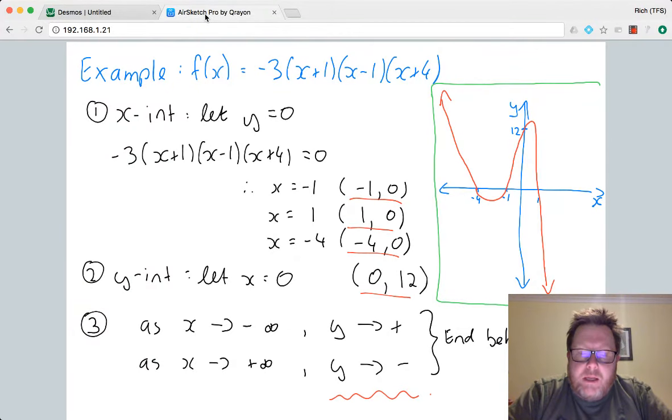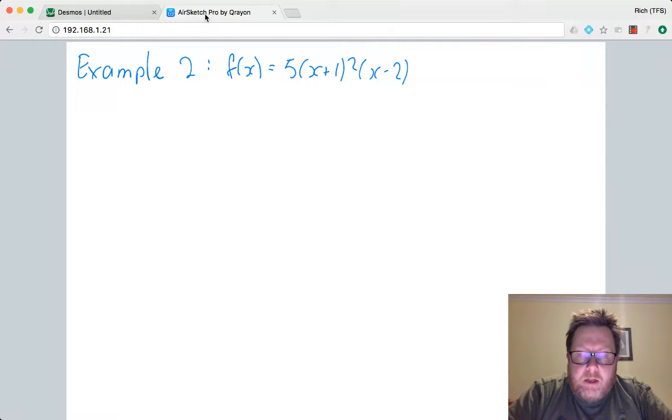Now I'm going to go through a second example just so you can see a slight difference here. Now this is still an intercept form in that the cubic has been factorized, but you can see I've got a repeating factor here. So if I expanded this, this would be 5 times x plus 1 times x plus 1 times x minus 2. So still 3 factors.